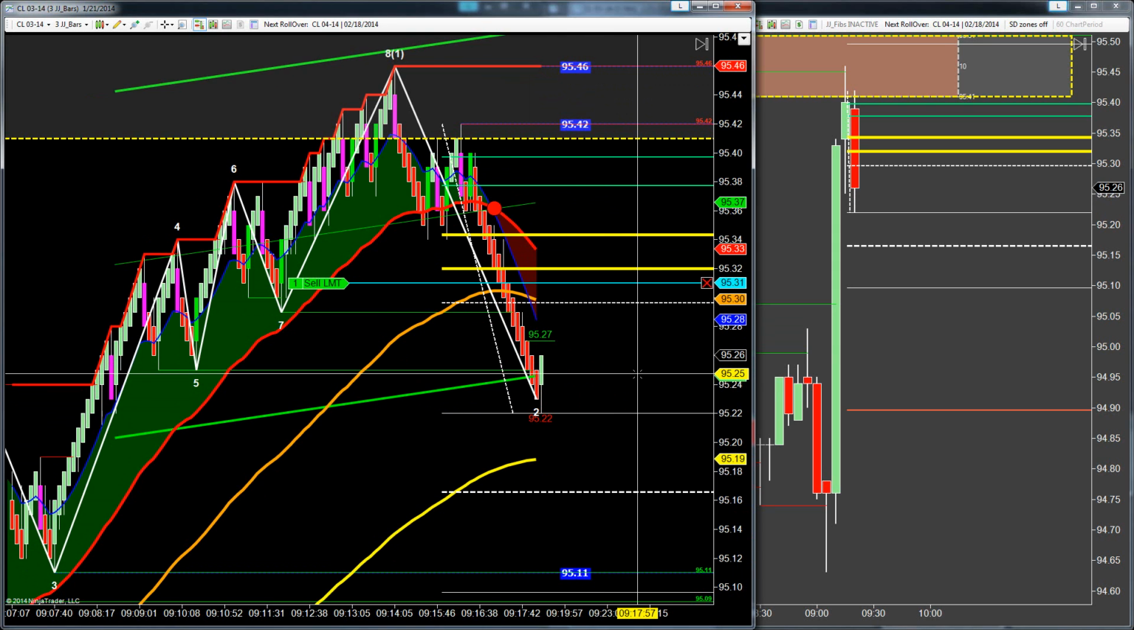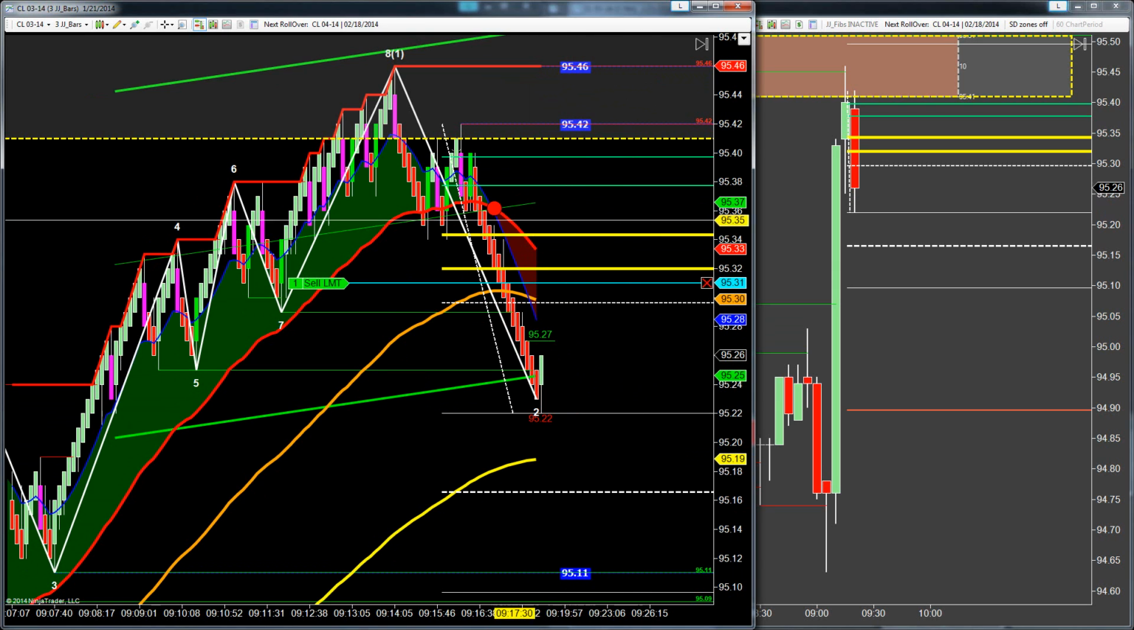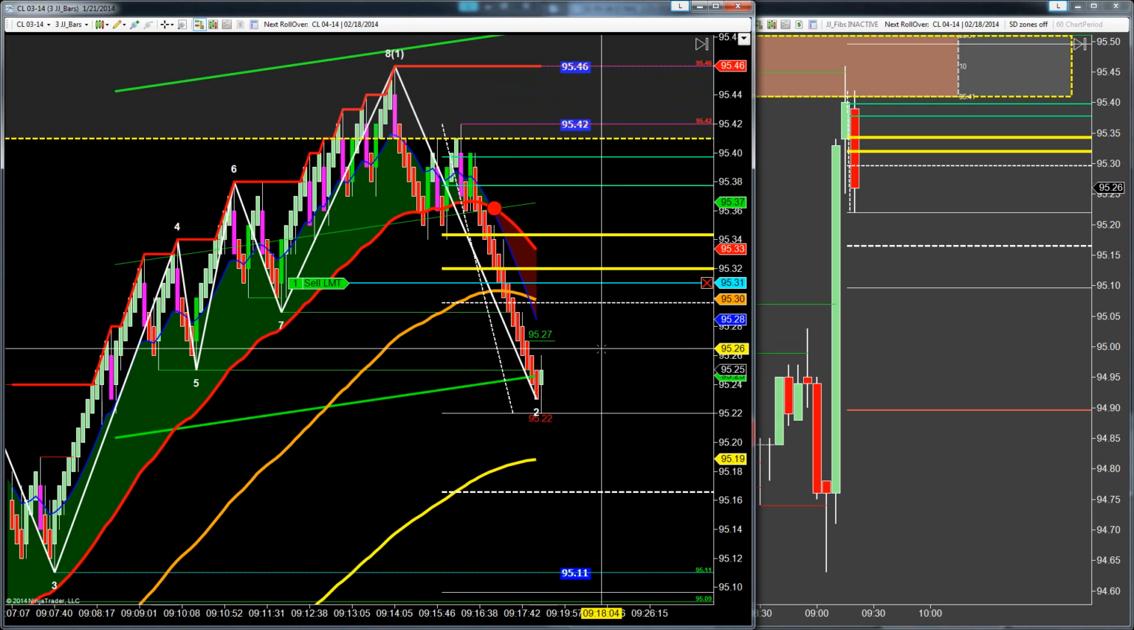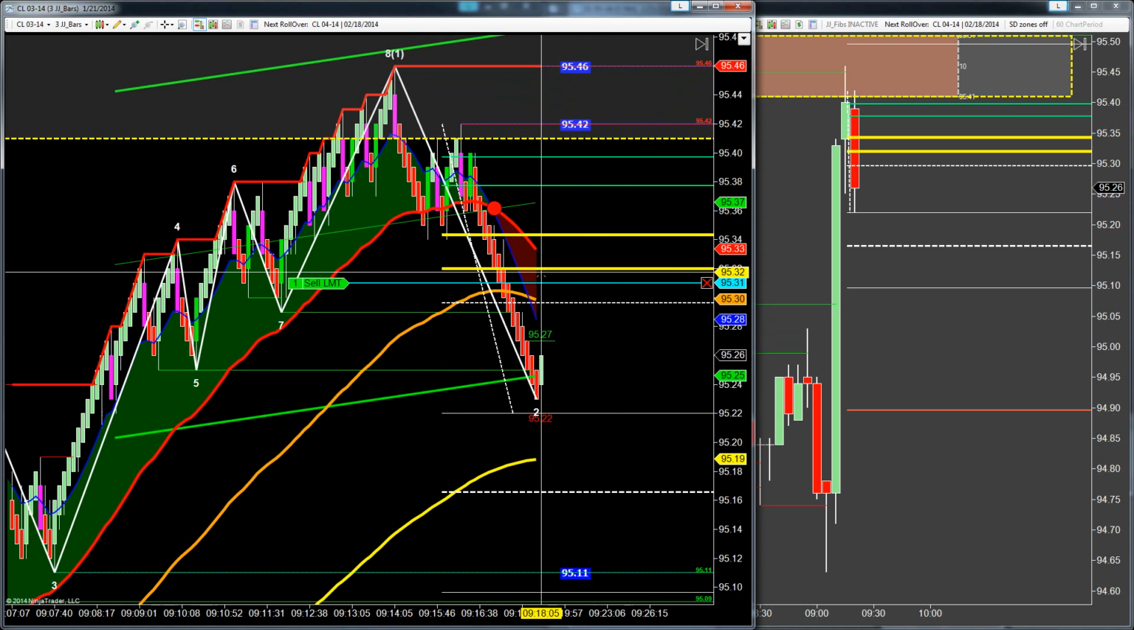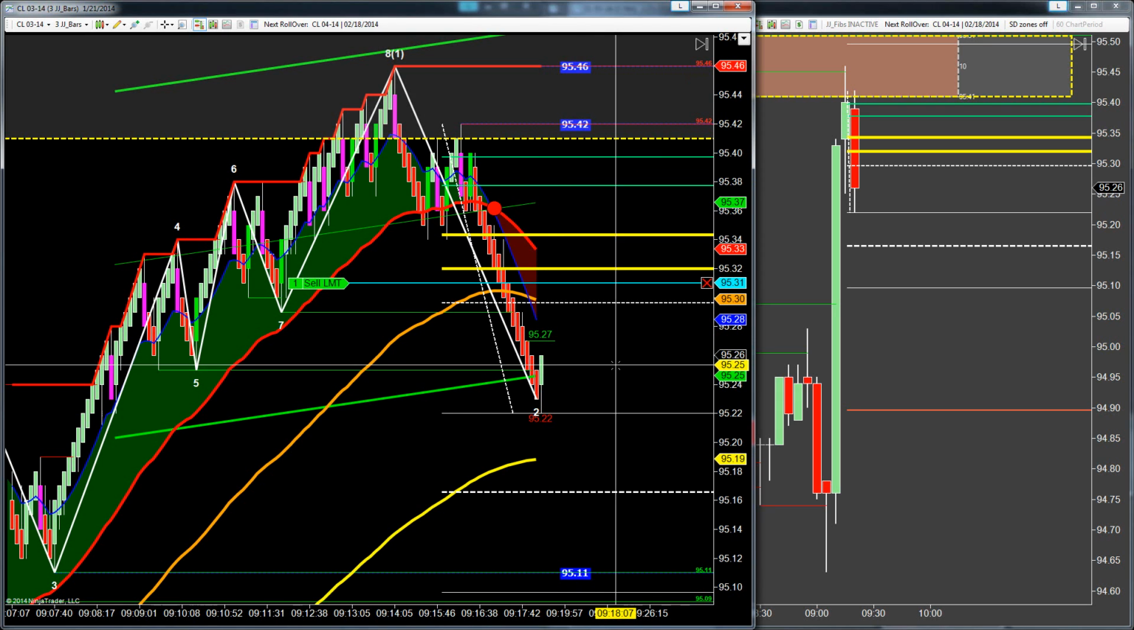But for now, what we can do is we're just going to look to hop into an order here. 95.31 is the sell order. You could go to 32, but this is an aggressive move. I want to get in a little bit ahead of the crowd, just to get maybe a little bit of a better position.